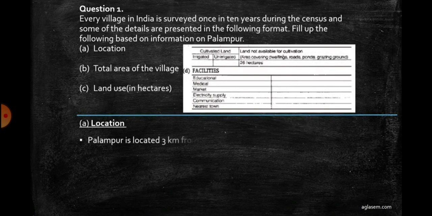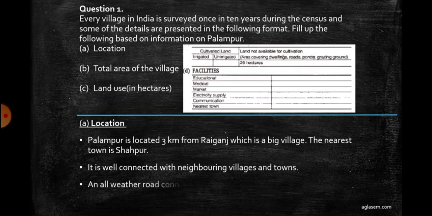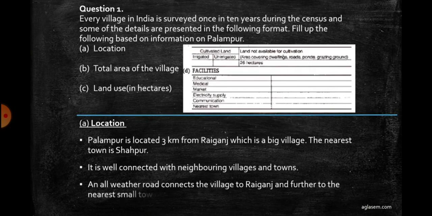Palampur is located 3 km from Raiganj, which is a big village. The nearest town is Shahpur. It is well connected with neighboring villages and towns. An all-weather road connects the village to Raiganj and further to the nearest small town of Shahpur.